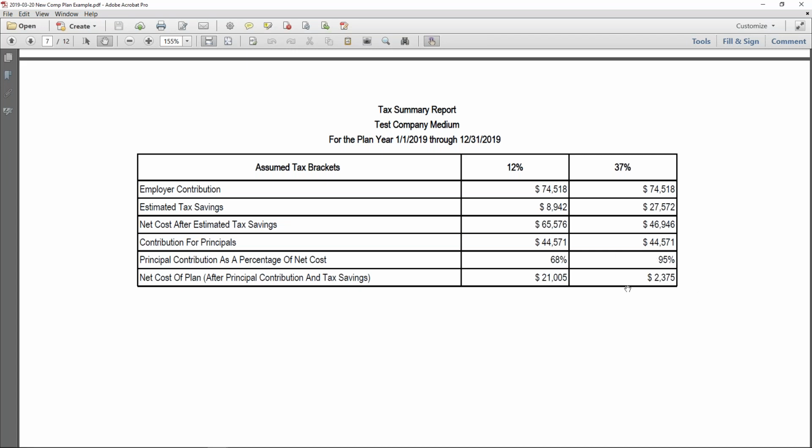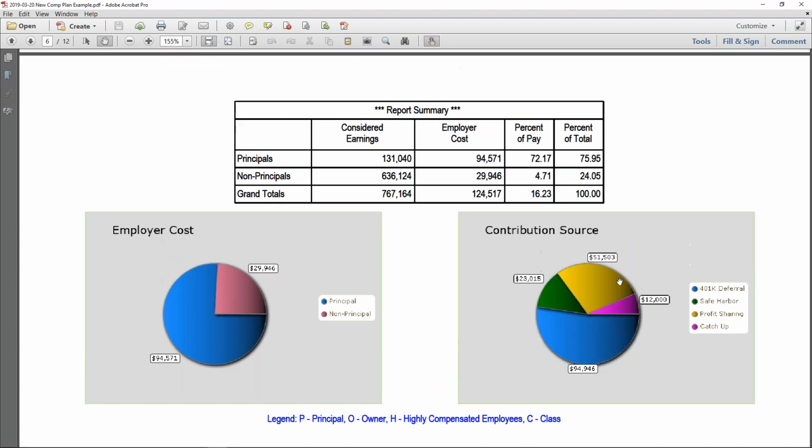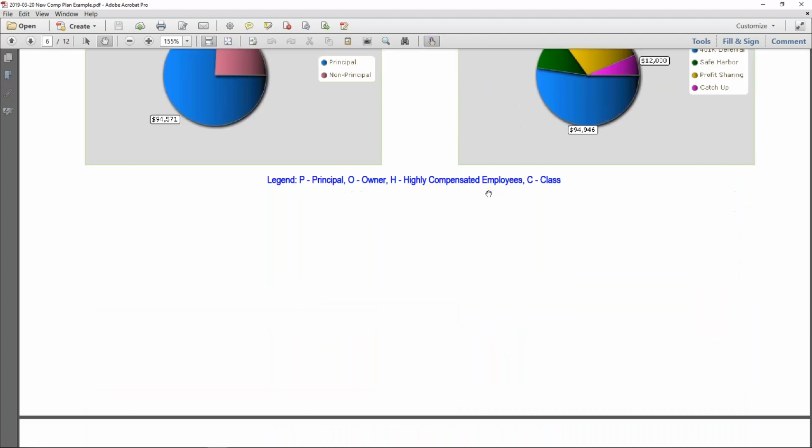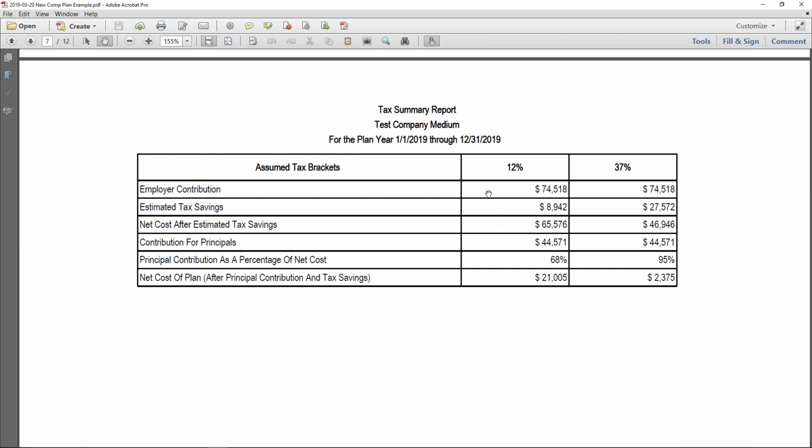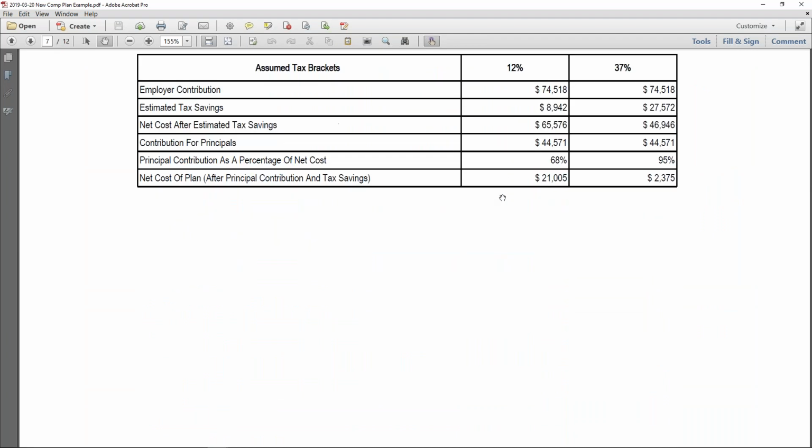So the net cost of the plan, meaning the amount of money that actually comes out of the owners' of the company's pocket, is $2,375 on an after-tax basis. That is all it costs for the owners to put away total contributions of $94,000 into their plans. So hopefully that makes sense. If not, please ask me some questions.